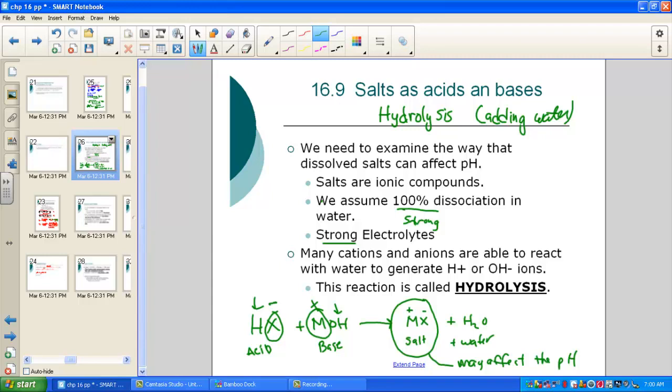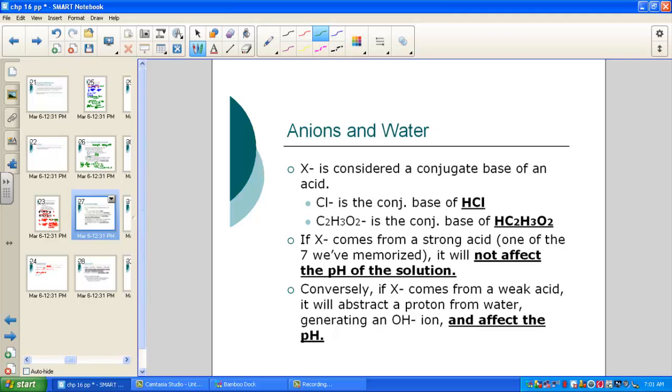So sometimes the positive ion from a base can react with water. Sometimes the negative ion of an acid can react with water. And if they do so, they will end up affecting the pH. Let's talk a little bit further how we might know whether or not this reaction occurs. Keep in mind X negative, what I just had on the previous screen, is considered the conjugate base of an acid. Okay, so just make that clarification.